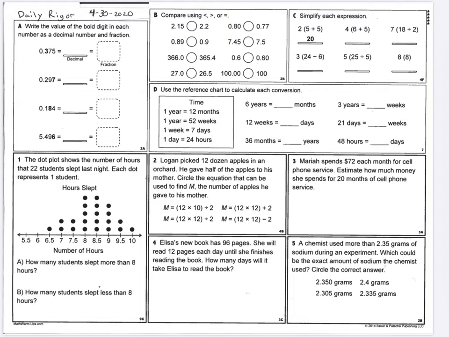2, Logan picked 12 dozen apples in an orchard. He gave half of the apples to his mother. Circle the equation that can be used to find M, the number of apples he gave to his mother. Okay. So you're not having to solve it, you're just trying to make an equation. So we know that Logan picked 12 dozen apples. How many apples come in a dozen? What is a dozen? 12.